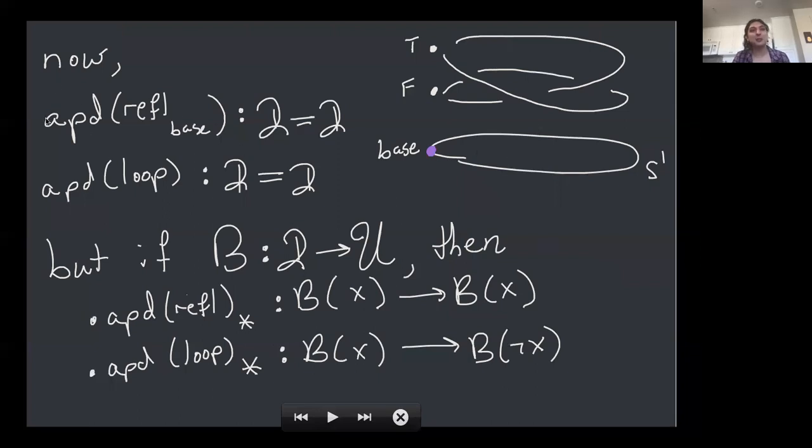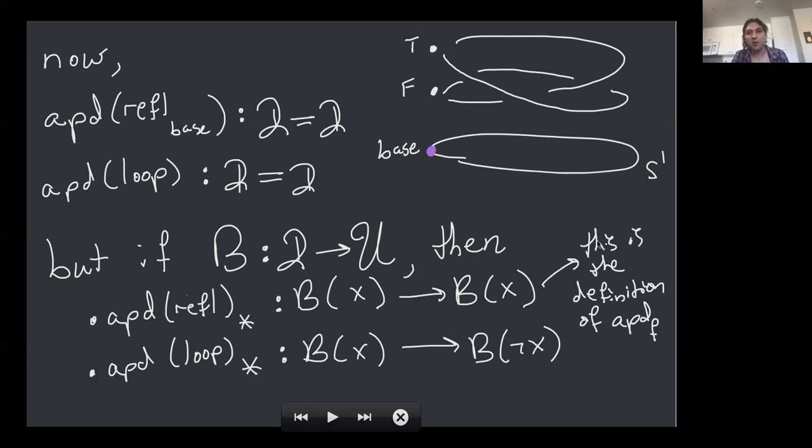Now, we know that if I do the action on paths to REFL, that has type 2 equals 2. And if I do action on paths to loop, that also has type 2 equals 2. But if I have some property from 2 to the universe, then transporting along the path given to me by REFL sends me from B of X to B of X. But if I transport along loop, then that, remember, transports around this negation function, and transporting around the negation function just applies the equivalence. So now this gives me a function from B of X to B of not X.